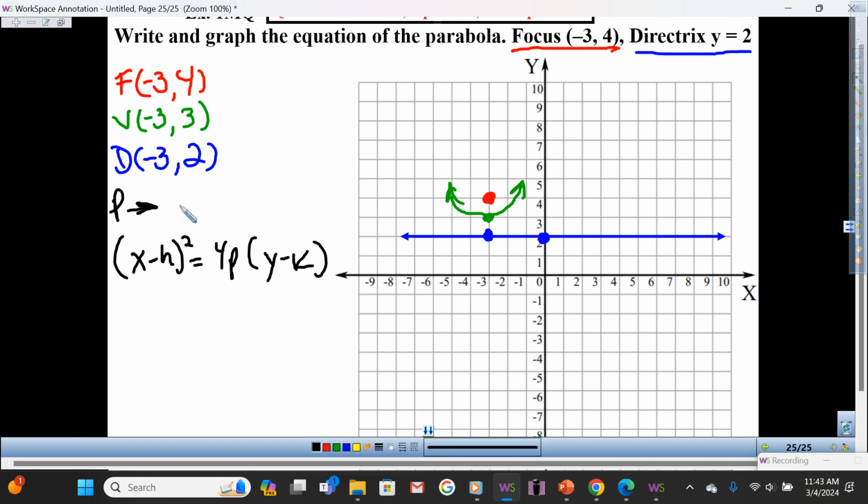What is P? What is P, everyone? What is P, Bree? 1 is correct because it's the distance from here to here or from here to here. So far, so good. So now let's substitute all values. The graph is done. So P is 1. What do I write for H and K? Tell your neighbor, and then I'm going to have Jacob continue. What do I write for H and K, Jacob?